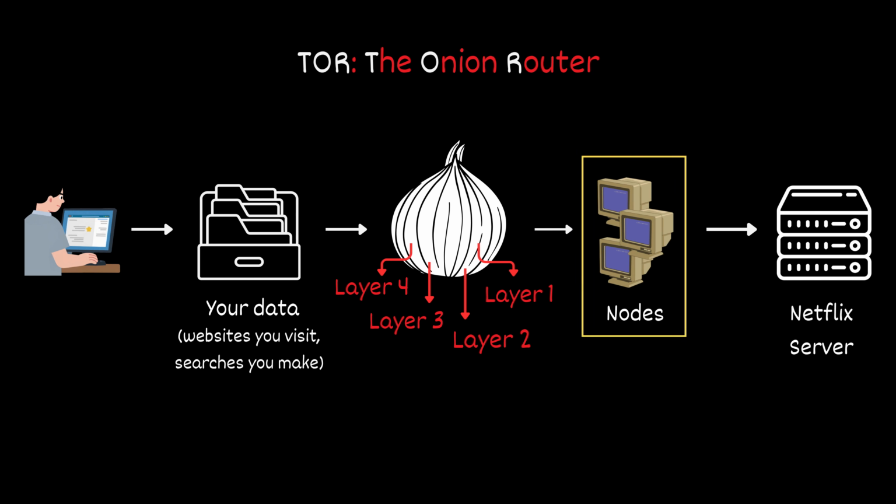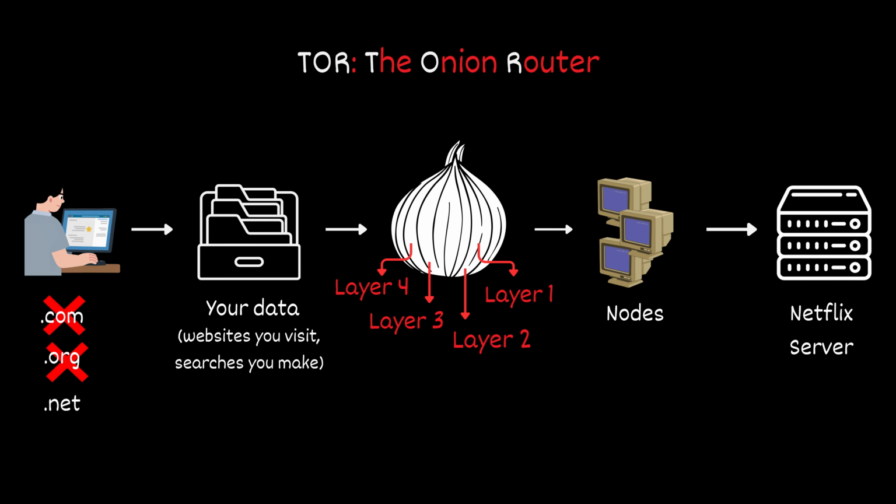These computers are called nodes. Node 1 knows where you came from, but not where you're going. Node 2 knows neither. Node 3 knows where you're going, but not where you came from. By the time your request reaches its destination, it's nearly impossible to trace back to you. This anonymity is the foundation of the dark web. And because of that anonymity, websites on the dark web don't use normal addresses like .com or .org. They use the .onion extension.